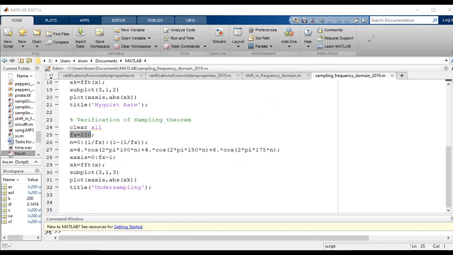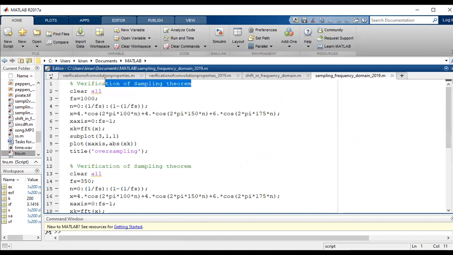So you will see two popular approaches in the verification of sampling theorem. I am using the frequency domain approach, where I will take the fast Fourier transform. I will take a Fourier transform of the wave to show the individual frequencies. Okay, so let me go ahead.